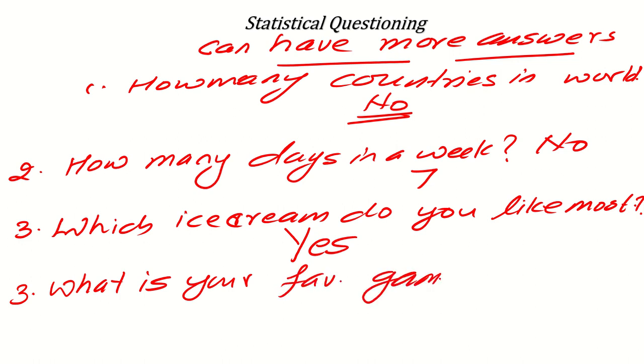Okay, so you can say football, I will say cricket, somebody will say basketball, baseball, anything, badminton. So you have a variety of answers. So this question also is a statistical question. Statistical question means if you can have many answers, then it will be a statistical question, but if you have a fixed answer, then it will not be a statistical question.